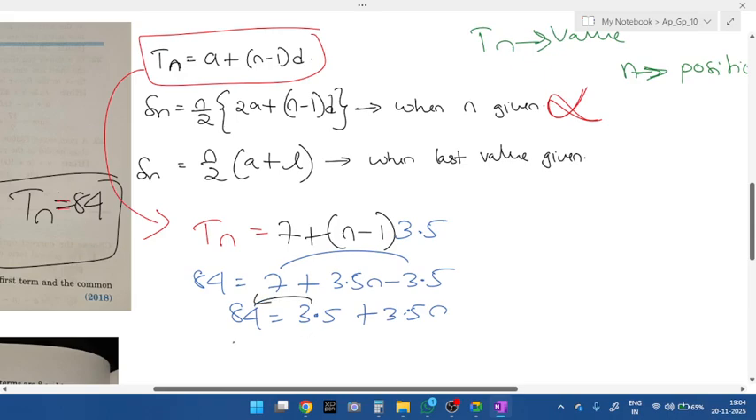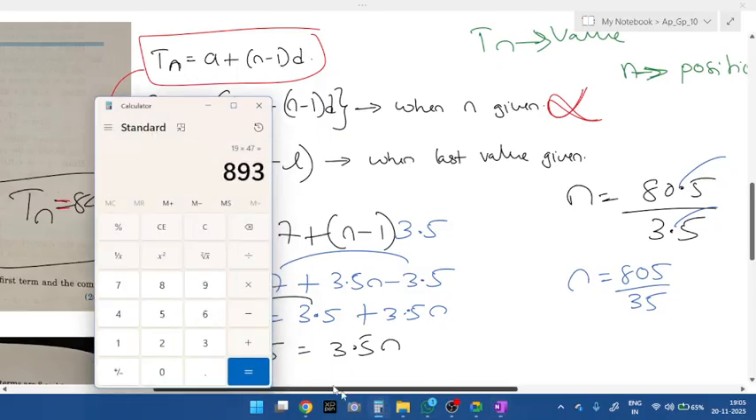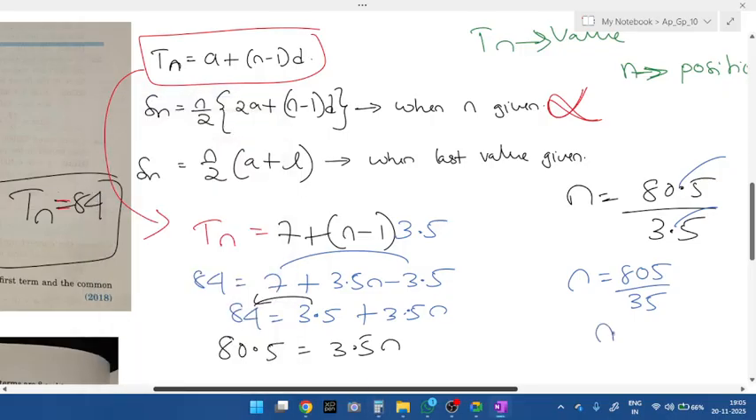When you subtract, what do we get? 80.5. How do you find the value of n, students? 80.5 divided by 3.5. Do we have equal decimal places? 0.5, 0.5. There's only one decimal place, right? Remove the decimal. What do you get? 805 divided by 35. Reduce it, students. 805 divided by 35. What's the answer? n is equal to 23. Is it clear, all of you?